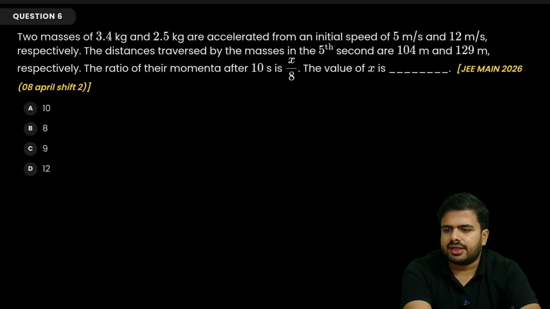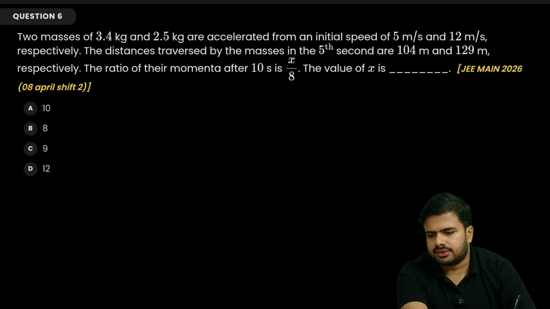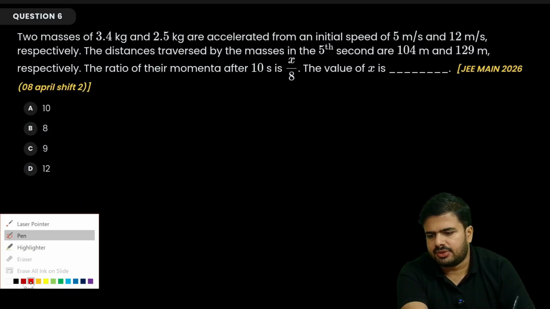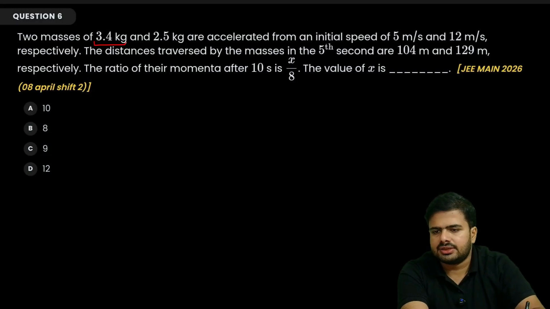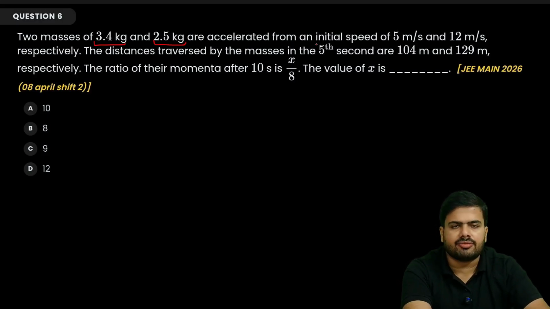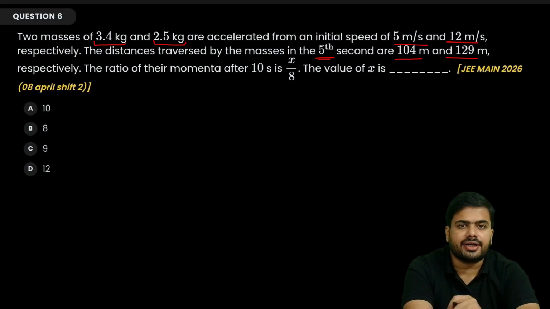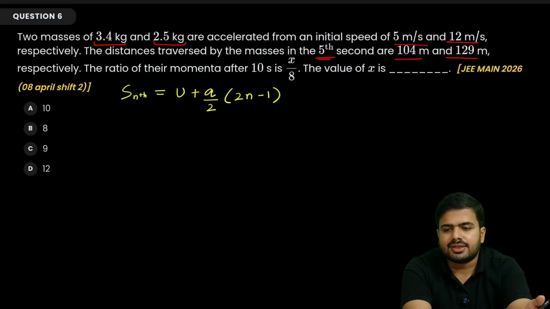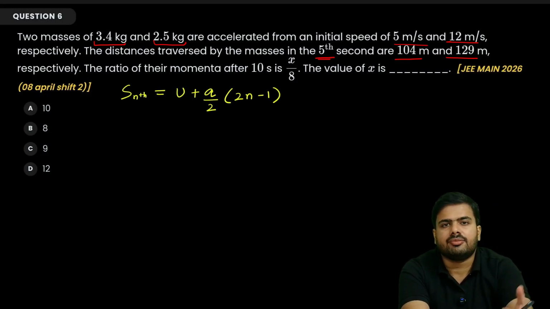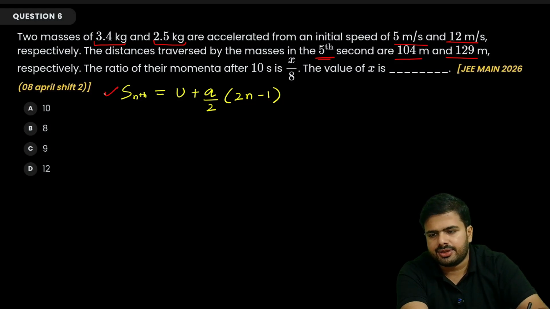Next question we'll see here, question number 6. Here they have given that two masses, 3.4 kg and 2.5 kg, are accelerated initially with a speed of 5 meter per second and 12 meter per second respectively. The distance traversed by them in the fifth second is 104 meter and 129 meter respectively. Here they are talking about the distance traveled in the nth second. So what formula are we going to use here? We are going to use the S nth formula, u plus a by 2 into 2n minus 1. This formula is going to be useful here.